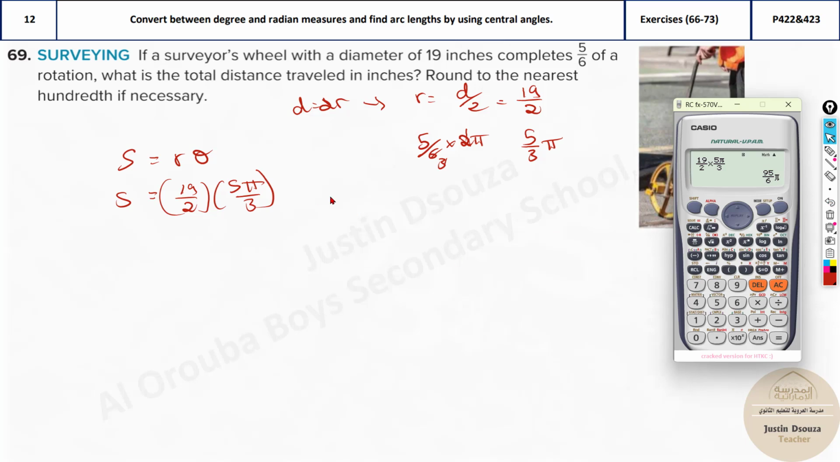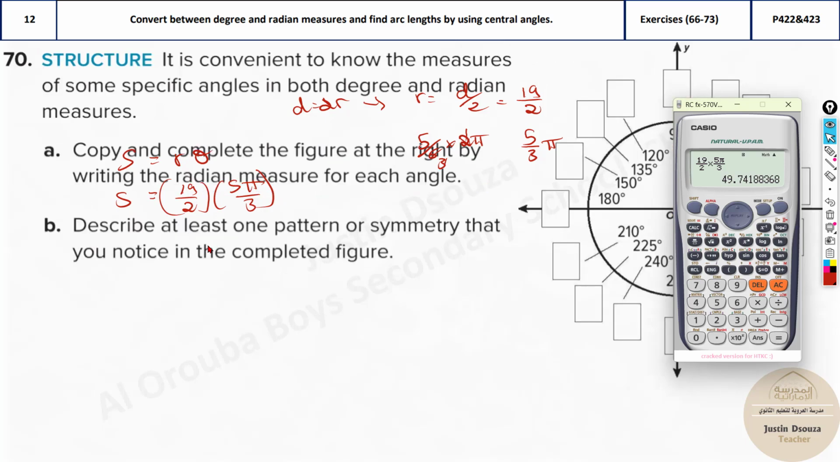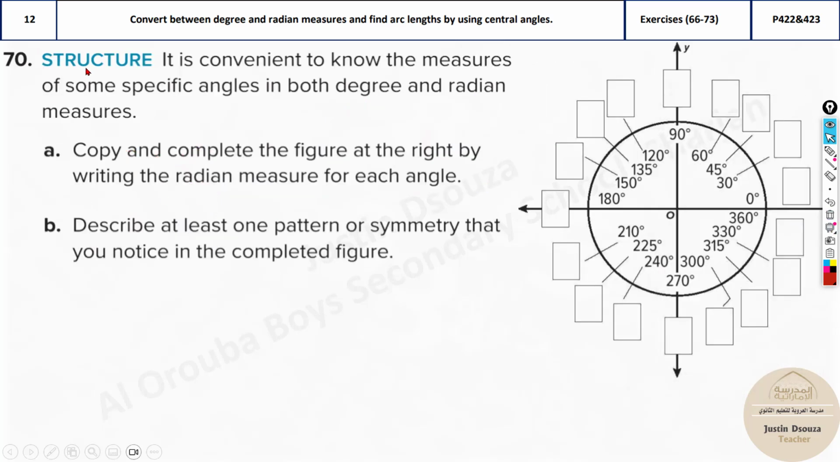Let's see which answer is given. Okay, both are there. So this might be given as the option. Okay, just put it in the calculator. You'll get the total distance traveled, the arc length, is 95 by 6 pi. Or if it's not in terms of pi, then it is 49.74. It depends on the given options. That's it. The next problem, 70th problem.